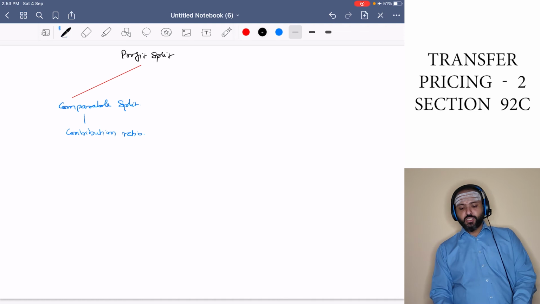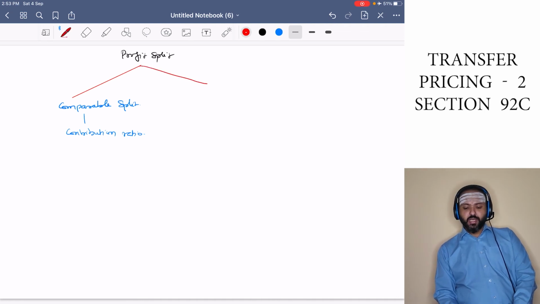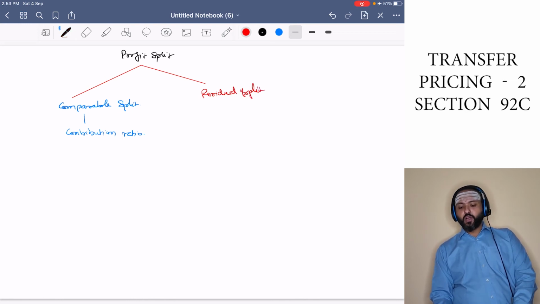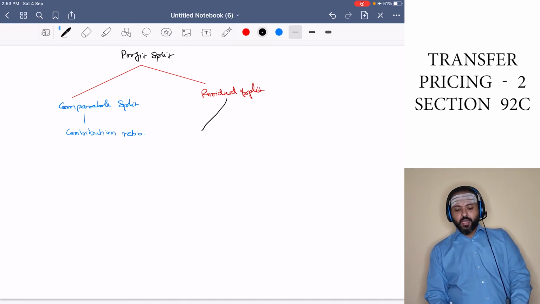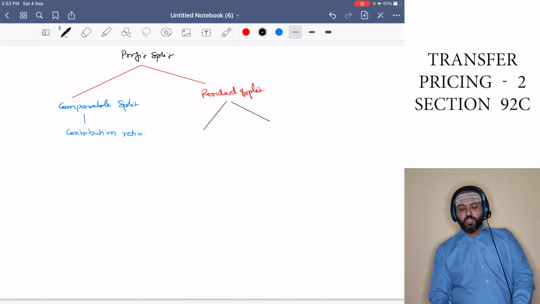Sometimes some co-venturers might choose this method called residual split. Residual split. So what is residual split? You will have a two-way split. What is that? You will split one portion based on contribution ratio.